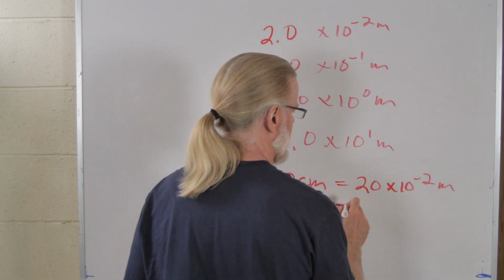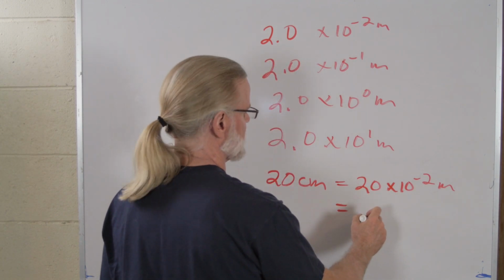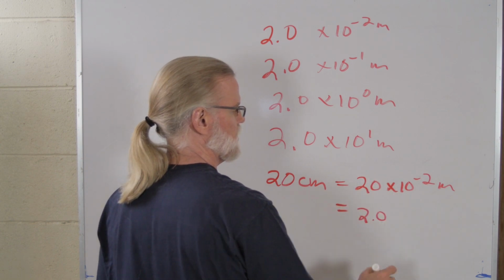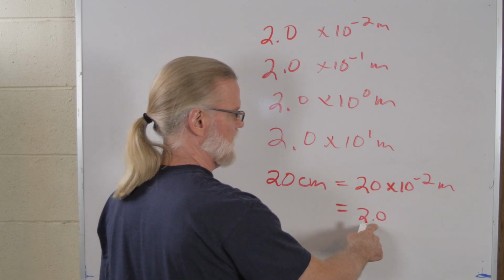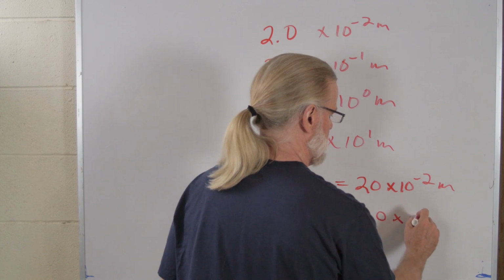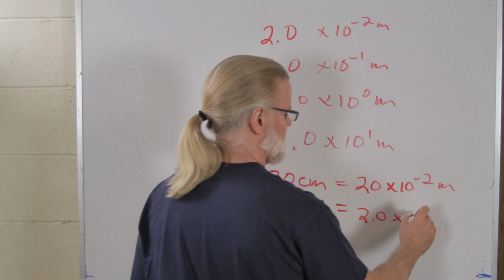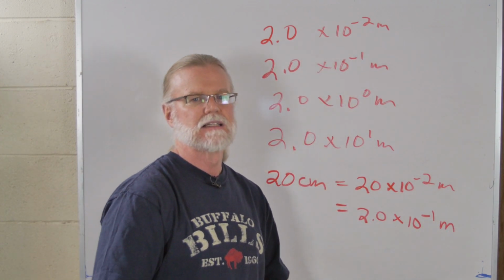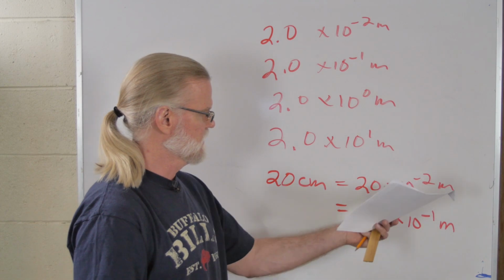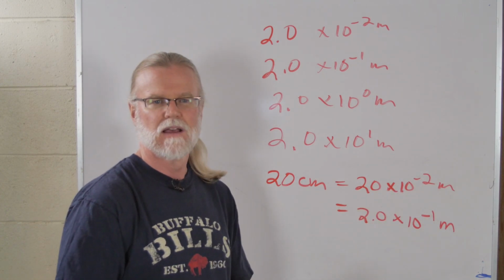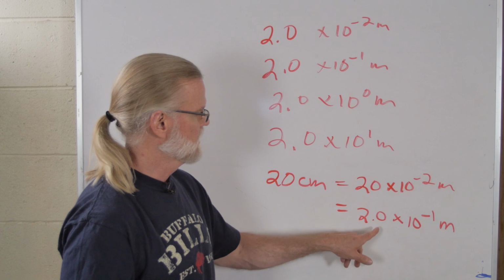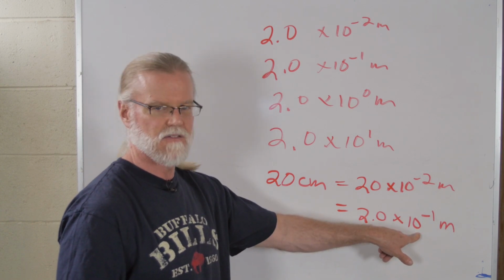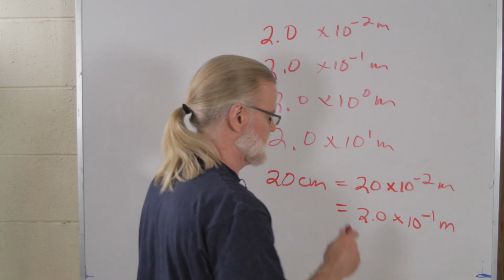And if we wanted to make this 2.0, I moved the decimal point one place here. I made this smaller, so I have to make this bigger. So this is going to be -1, because 10 to the -1 is 10 times bigger than 10 to the -2. I made this one smaller by a factor of 10, and I made this larger by a factor of 10, and so this would be the answer.